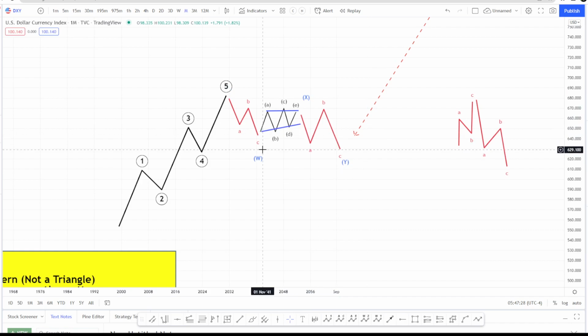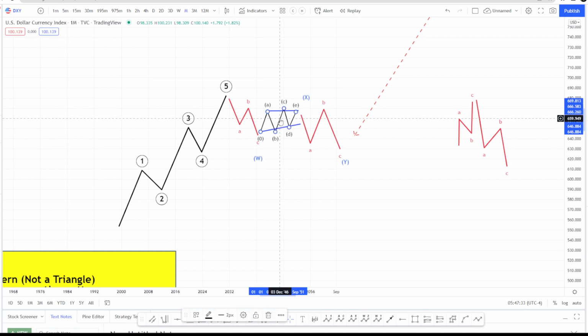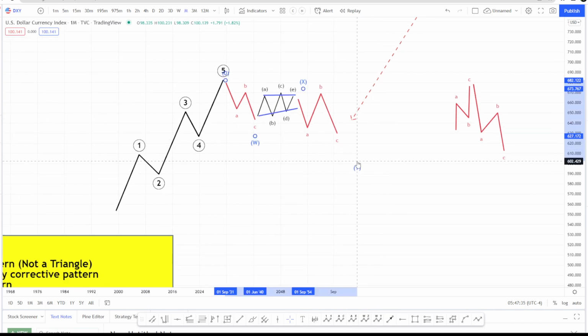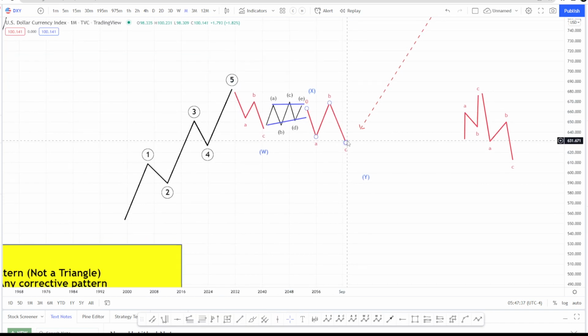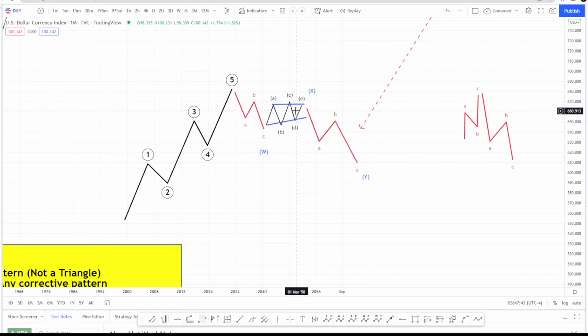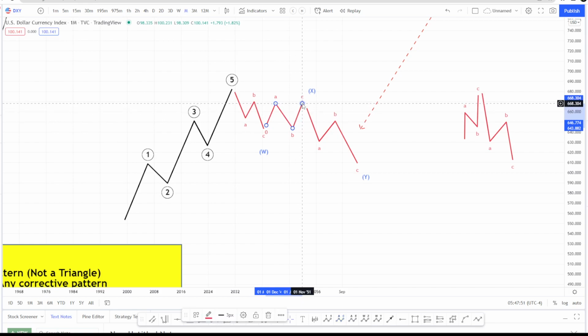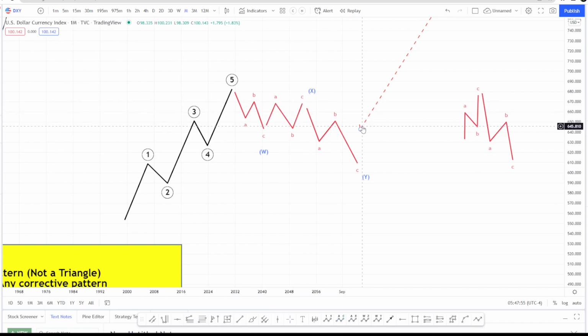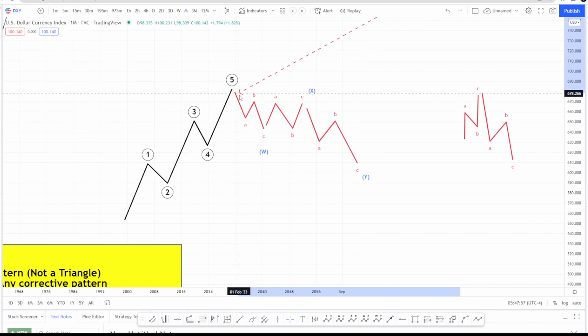W, note, is not a triangle. Now how could we vary this? What else could the X wave be? Well, let's mix it up a little bit. Let's convert, first of all, the Y leg into an ABC. So I've converted this into a zigzag, and let's now convert the X wave into a flat pattern. A, B, C. This is also very much a genuine WXY correction.